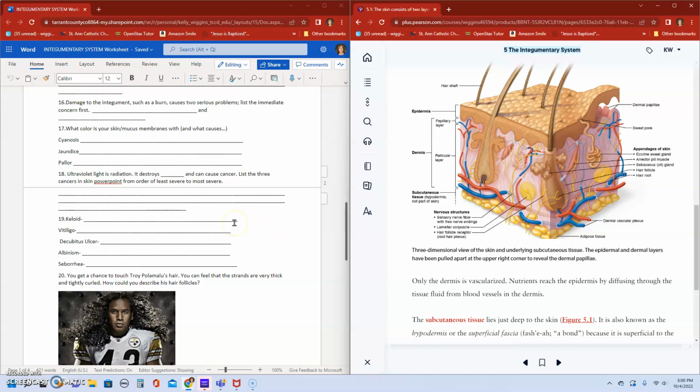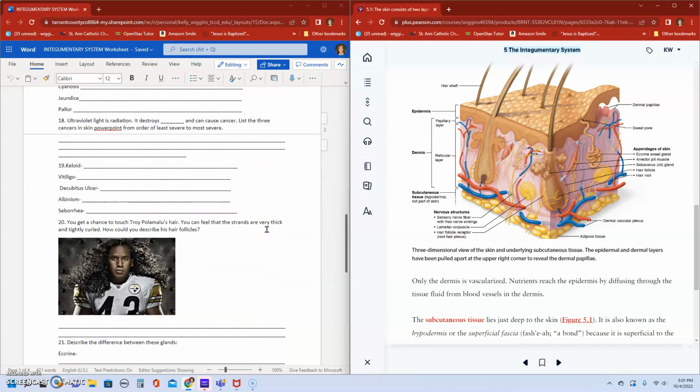A keloid is an overproduction of scar tissue. It has a tendency to be shiny and smooth. It definitely seems to have a genetic link often. Vitiligo is where you have patches of melanocytes that don't work.